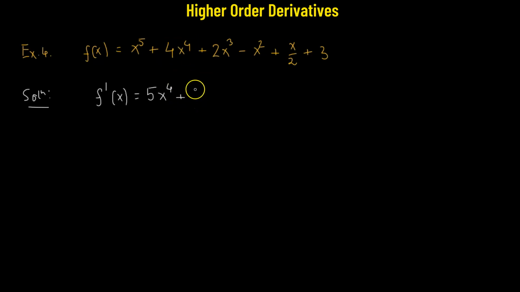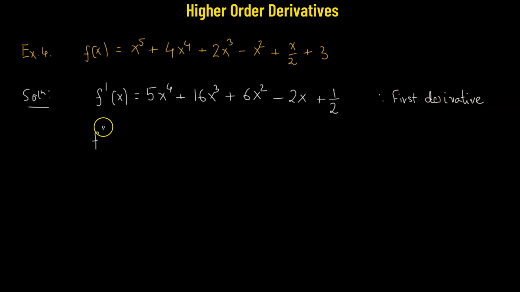we have 4 times 4, so that's 16x cubed, plus the derivative of 2x cubed will be 2 times 3 is 6, so we have 6x squared, minus the derivative of x squared will be 2x, plus the derivative of x over 2, that will be simply half, and the derivative of 3, which is a constant, will be 0. So this is the first derivative.